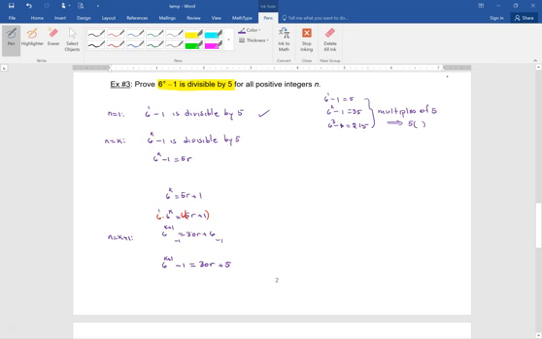Yes? Now, look at this. We're done. 6 to the k plus 1 minus 1 is equal to, can I factor out a 5? 5 times 6r plus 1. Look at that. This is equal to 5 times a number. So this is divisible by 5. You see that? So there we go. We're done.